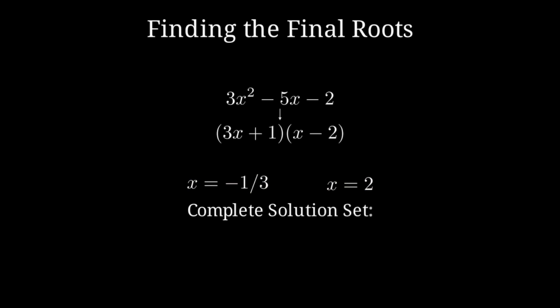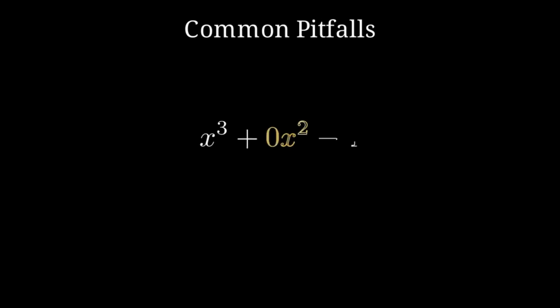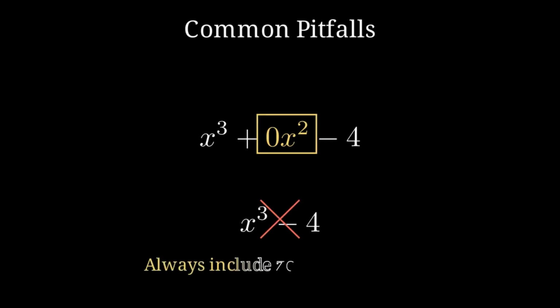A common mistake in synthetic division is forgetting to include a 0 for missing powers of x. Always write your polynomial in descending order and use a 0 placeholder to keep your columns aligned.